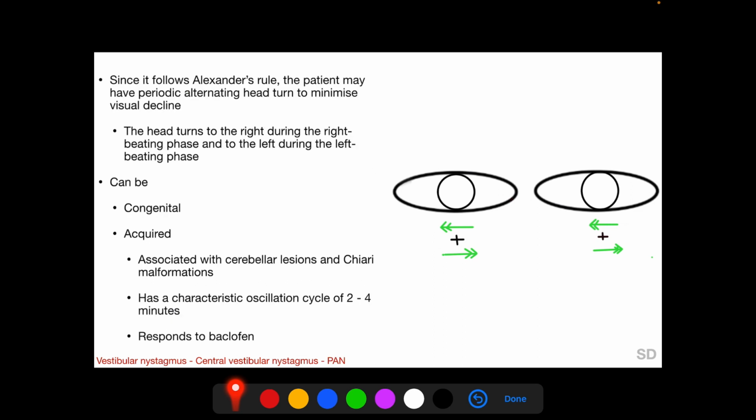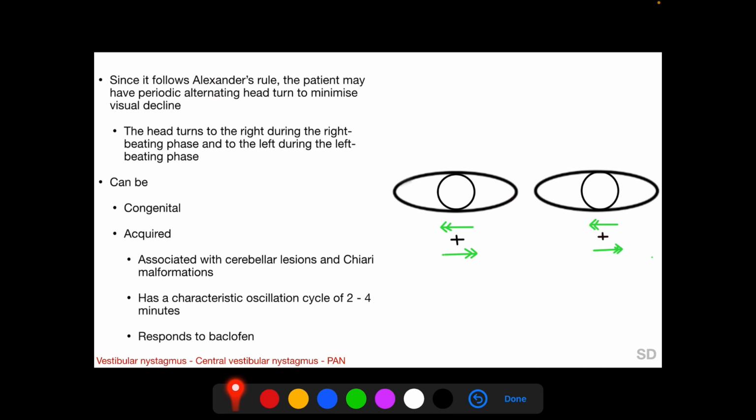Since periodic alternating nystagmus follows Alexander's rule, the patient may take up a periodic alternating head turn to minimize the nystagmus and the consequent visual decline. During the right beating phase, the patient assumes a right head turn, and during the left beating phase, the patient assumes a left head turn, so that the amplitude decreases following Alexander's rule.